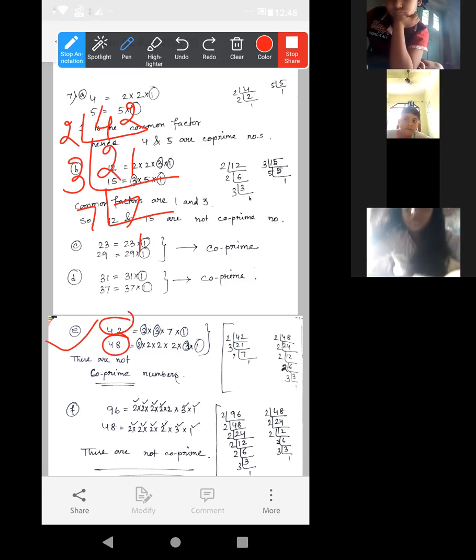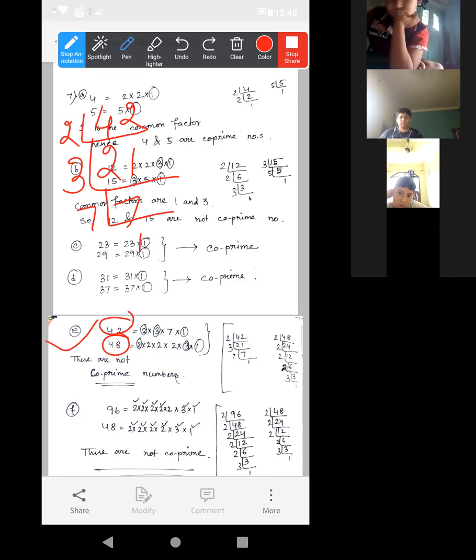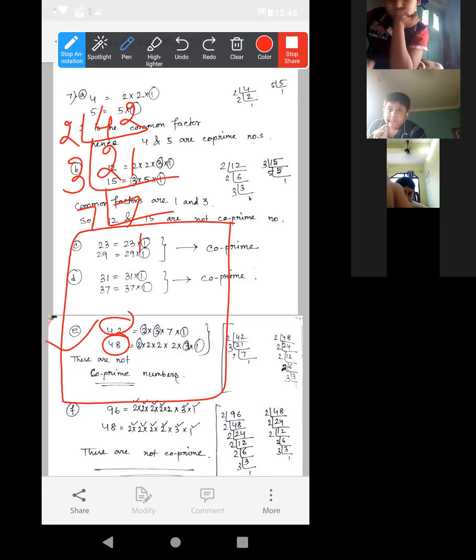Yes, sir. Ma'am, I want to tell you something. I have found all the factors of the number and then I find the common ones. No issue, but this one is the easiest process, you know. If you break it into prime factorization, that will always be the easiest process.